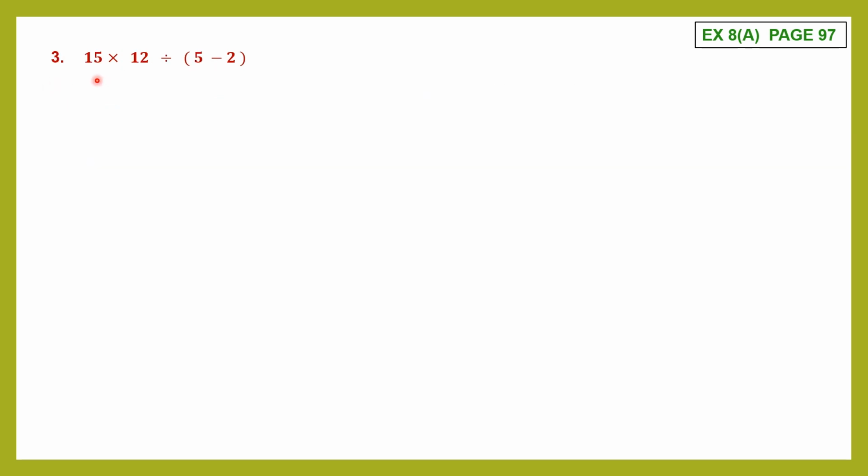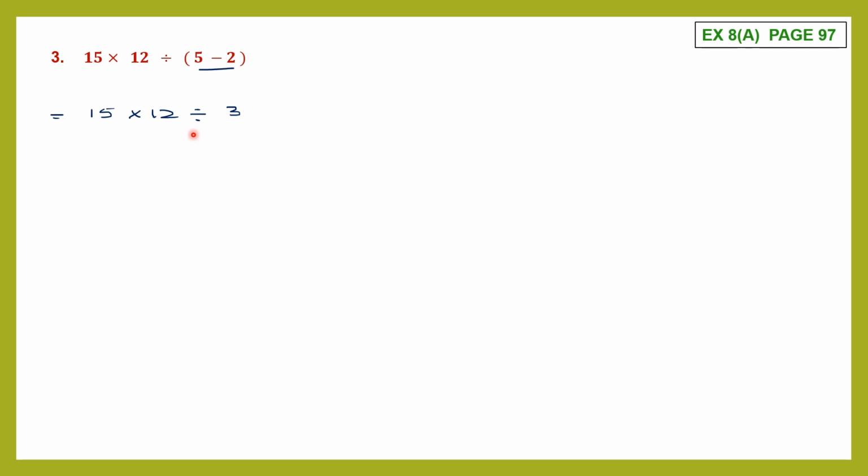Question 3, we have 15 into 12 divided by, within brackets, 5 minus 2. So parenthesis there, then we have division, we have multiplication. According to BODMAS, B comes first, B is brackets. So we have to work out what is given within brackets first. So this is 15 into 12 as it is, divided by, what is written within brackets is 5 minus 2, which is 3. So now we have two operations, multiplication and division.